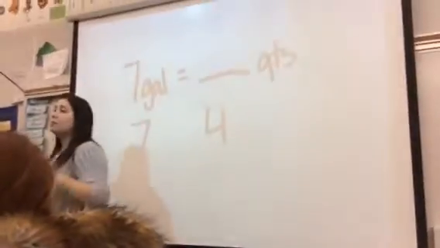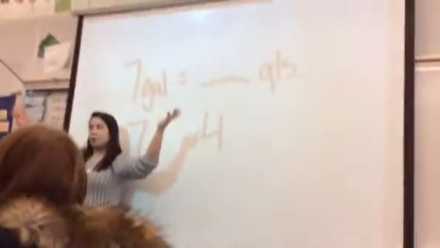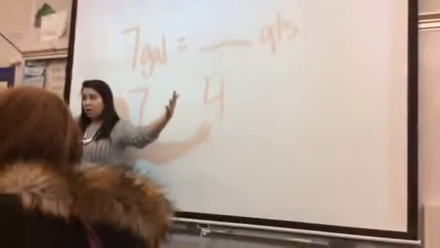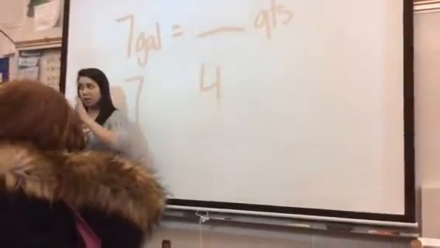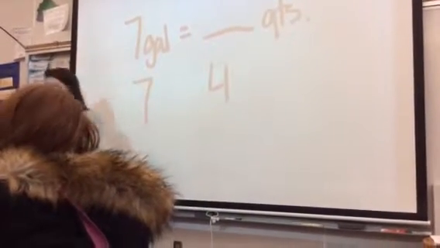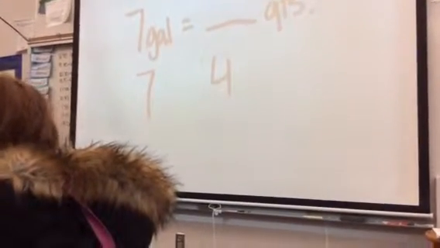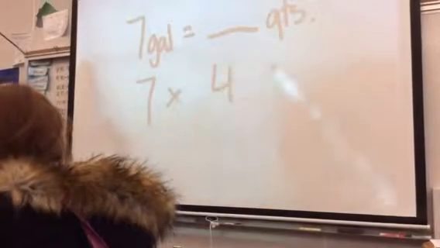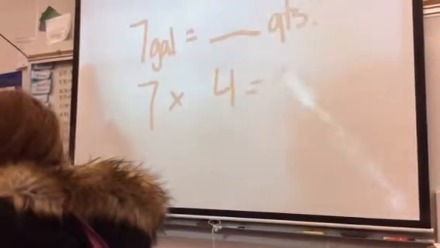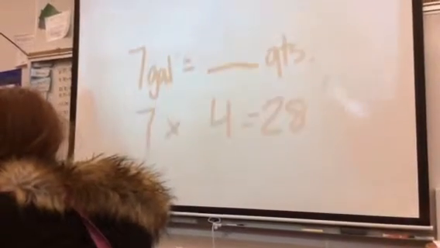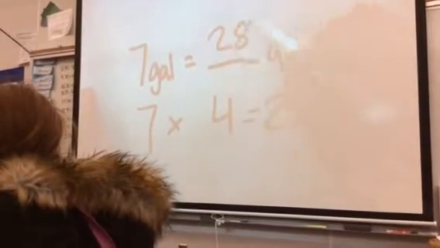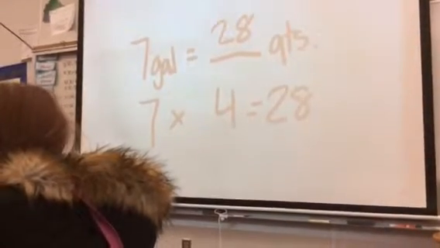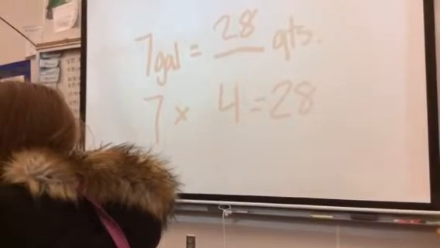So the gallon's bigger, so I'm going to go, everyone with me, from bigger to smaller. So I'm going to what? Multiply. So let's go ahead and do that. 7 times 4. What's 7 times 4, friends? 28. So how many quarts are in 7 gallons? 28. Yeah, 28 quarts. Good.